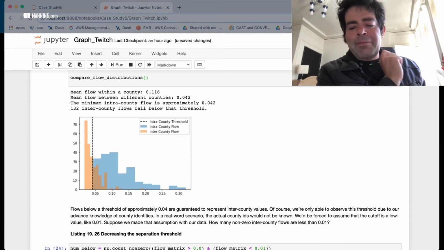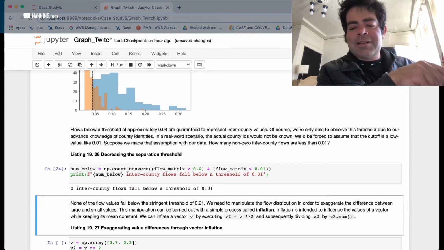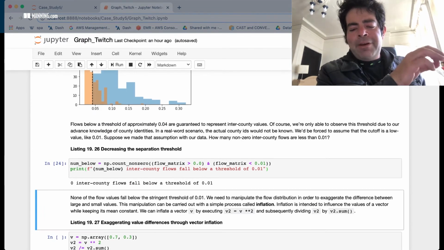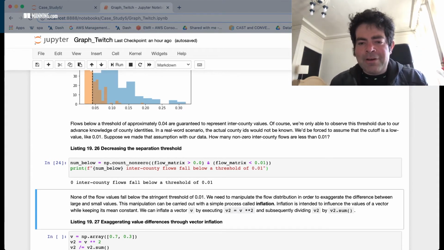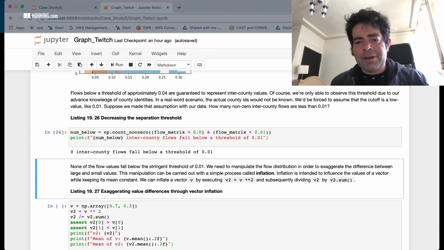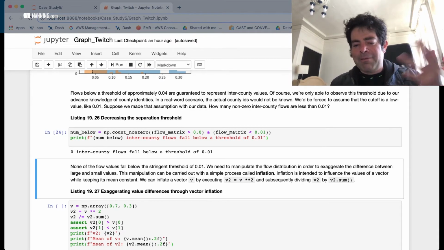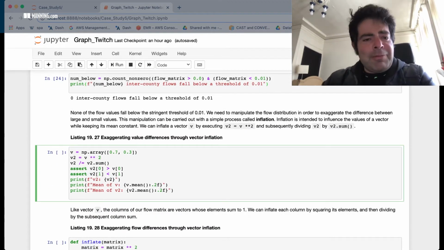Well, as a reminder, all of the values in the elements of our flow matrix are less than or equal to 1. And for any vector whose values are less than or equal to 1, we can exaggerate the differences between elements in that vector using a very, very simple process called inflation. To inflate a vector, all we have to do is square all the elements of the vector and normalize it by dividing by the sum of the elements, aka converting it to probability. So let me show you a concrete example.